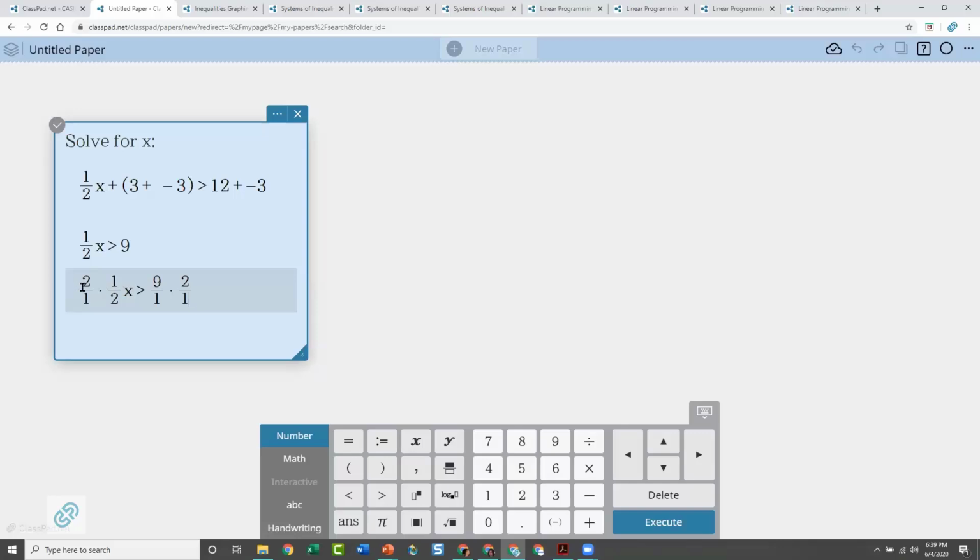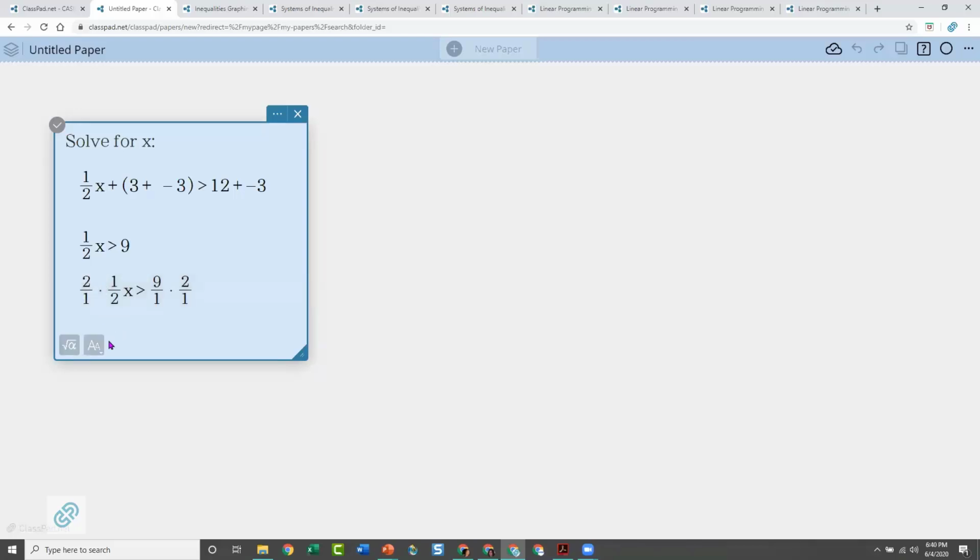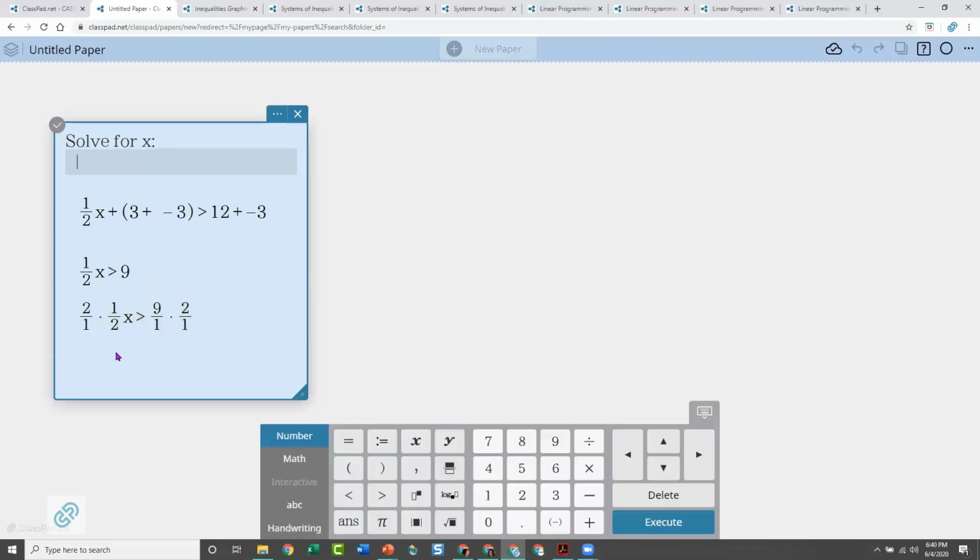And so now what happens here? Well, because I multiplied multiplicative inverses, this makes a 1. So I am left with, oops, I don't know why it went up there. There we go. I'm left with x on this side because this is 1, and the multiplicative identity says 1 times any number is itself. And then greater than, and 9/1 times 2/1 is 18/1.